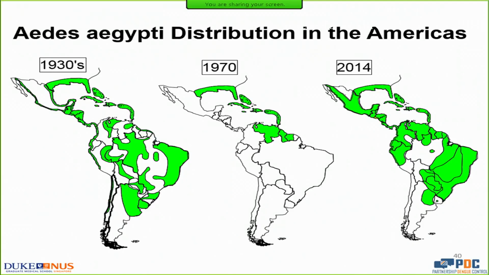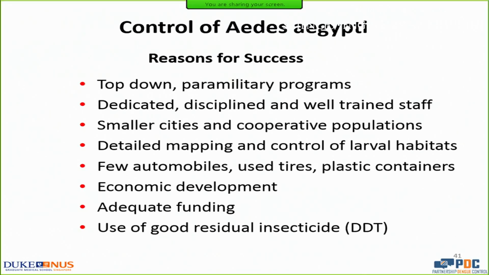You can see that in 1970, only 3 countries in South America, some of the Caribbean islands, and the southern U.S. still had Aedes aegypti present. But unfortunately, these efforts waned, and Aedes aegypti has now returned to almost the identical distribution we saw in the 1930s. So why did this effort succeed for a couple of decades? Well, first of all, there was a top-down approach in many locations because there were paramilitary governments in place that could exert a strong arm and make sure there was very good compliance in communities. There were dedicated, disciplined staff available to implement these programs.